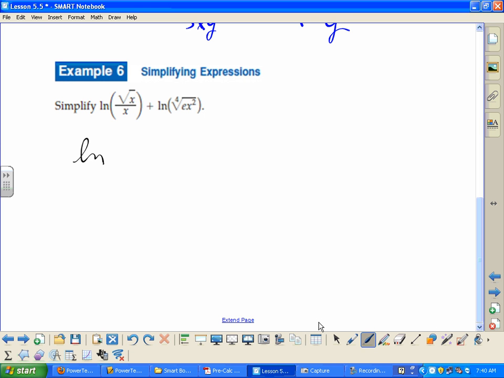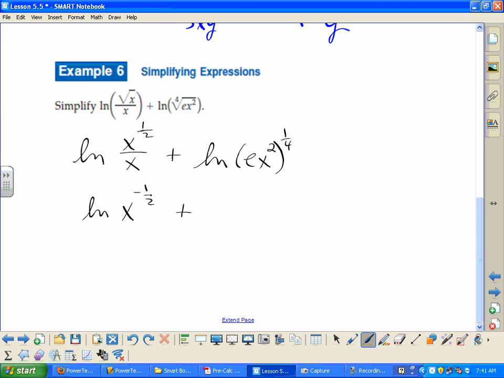So we'll write that as x to the 1/2 power over x, plus, and we're going to get rid of the radical here, so we'll make it the natural log of ex squared to the 1/4 power. So we're going to simplify them a little bit first before we actually put them together. We can simplify the first one. So we get natural log of, and that would be x to the 1/2 minus x to the 1st, which would be x to the negative 1/2 power.